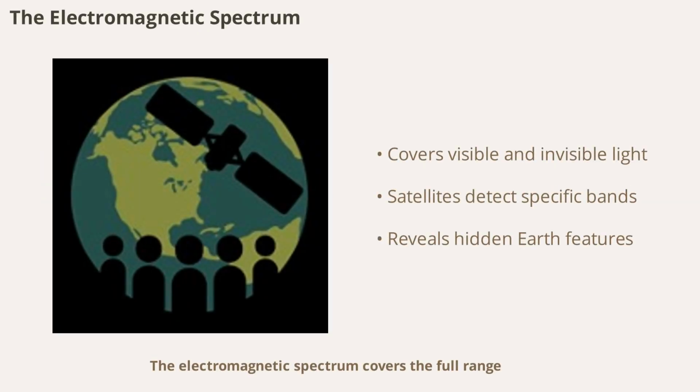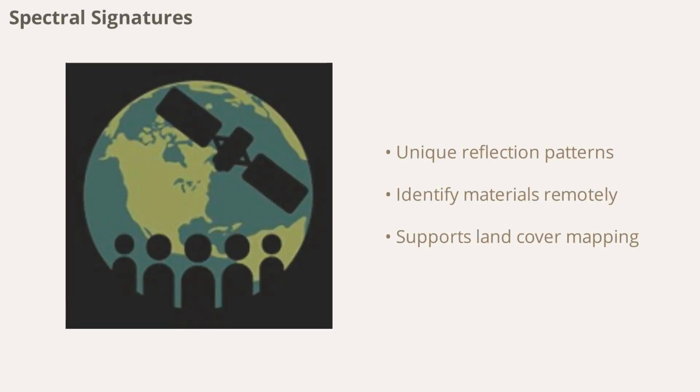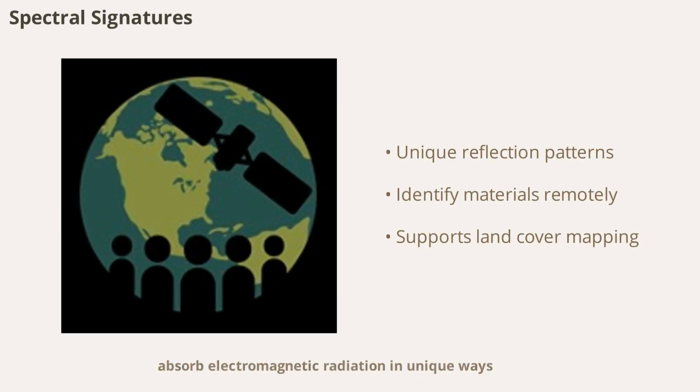The electromagnetic spectrum covers the full range of wave frequencies that characterize solar radiation. While we often think of light as what we can see, most of the electromagnetic spectrum is invisible to the human eye. Satellite sensors are designed to detect specific portions of this spectrum, capturing data that would otherwise be inaccessible. This capability allows us to observe phenomena like vegetation health, water quality, and atmospheric conditions, all by analyzing different wavelengths of light.